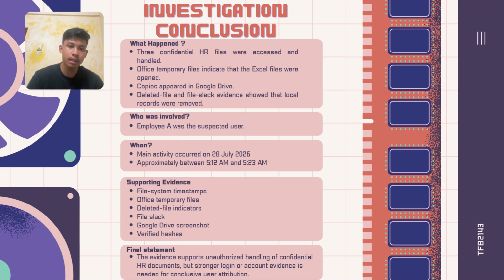The activity is consistent with the suspected action of Employee A, but stronger evidence such as Windows login logs, user profile records, browser account information, or CCTV will be required for conclusive attribution. Finally, the matching hash value and successful image verification confirm that the digital evidence used in this investigation remains authentic and unchanged.